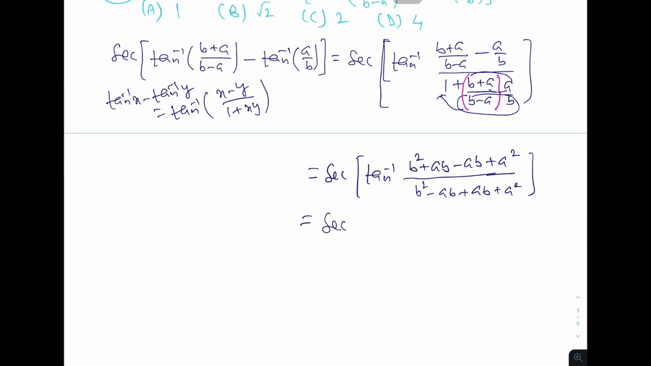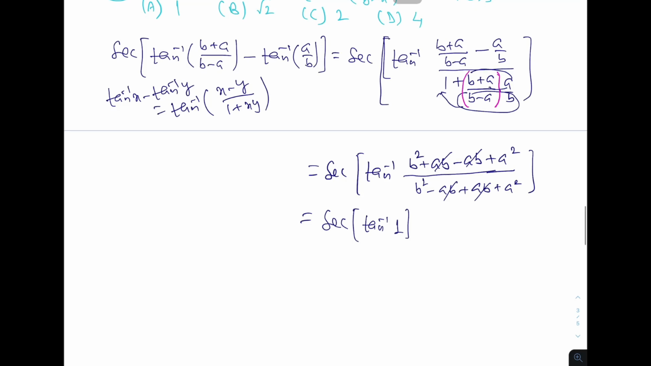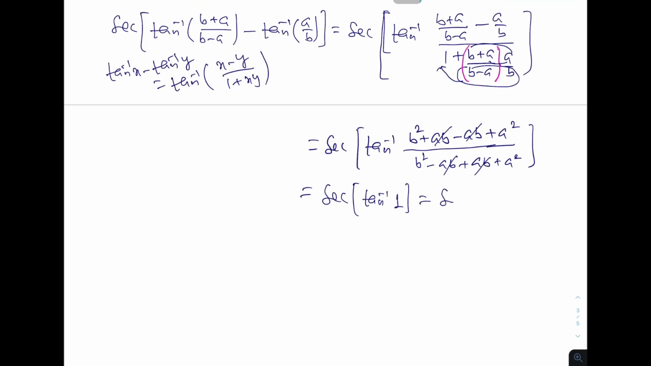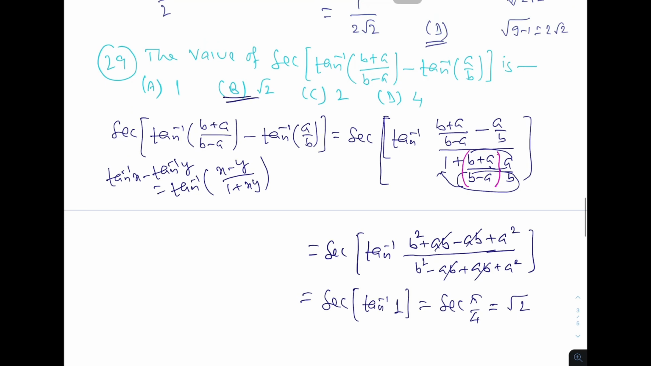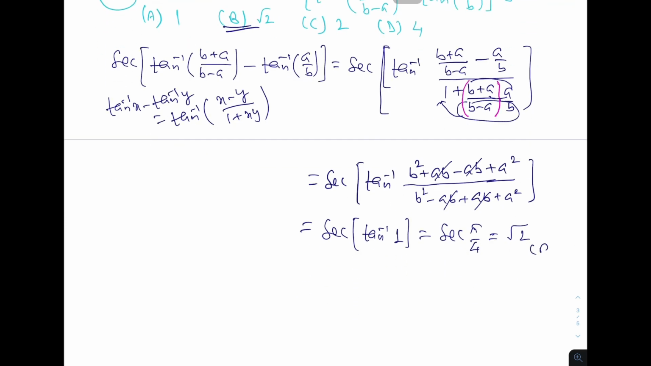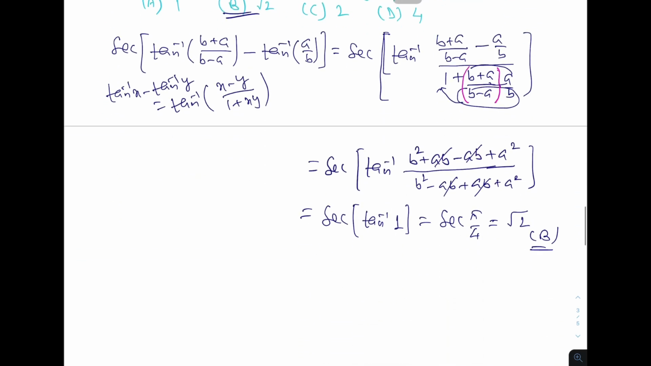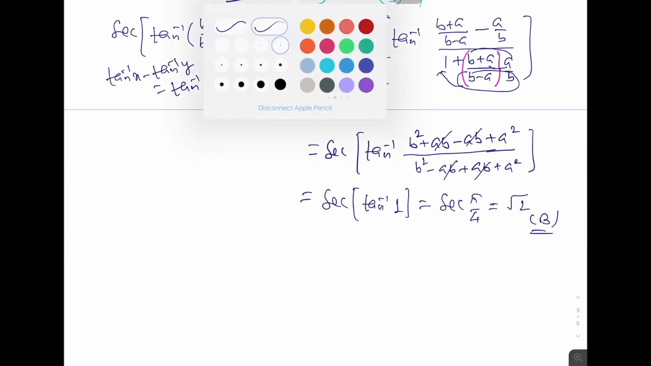And so this is equal to sec of tan inverse. Now what? This is a square plus b square over a square plus b square, so it is tan inverse 1. So tan inverse 1 is pi by 4. So this is sec of pi by 4, and sec pi by 4 is root 2. So the answer is root 2. Okay, let us take one more.